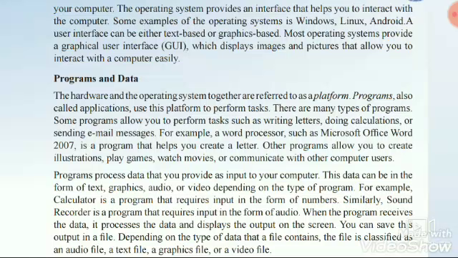When the program receives the data, it processes the data and displays the output on the screen. We can save this output in a file depending on the type of data that the file contains. The file is classified as an audio file, text file, graphic file, or video file. If it is a text file, it may be .doc or .txt.